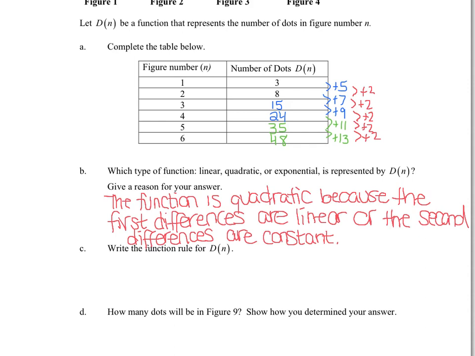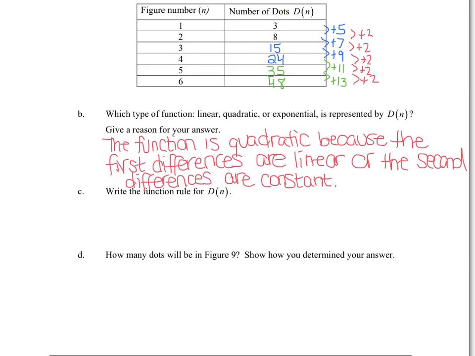So the function is quadratic because the first differences are linear or the second differences are constant. So next it asks us to write the function rule for d of n. Again, we can write this either recursively or explicitly. So again, the recursive rule, you first need to state your very first term. So in this case, d of 1 equals 3.